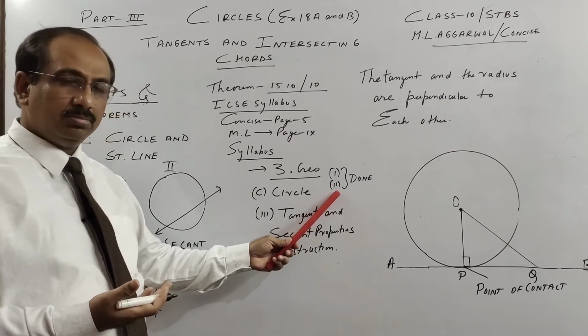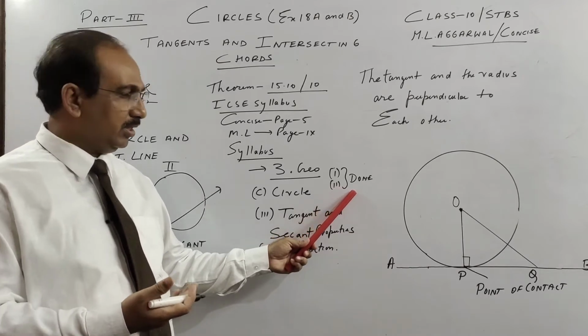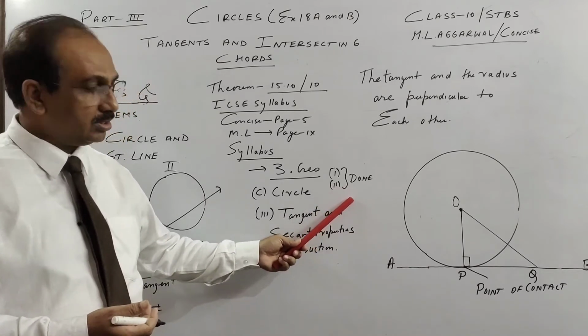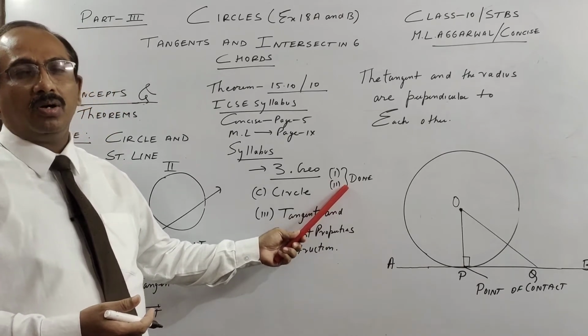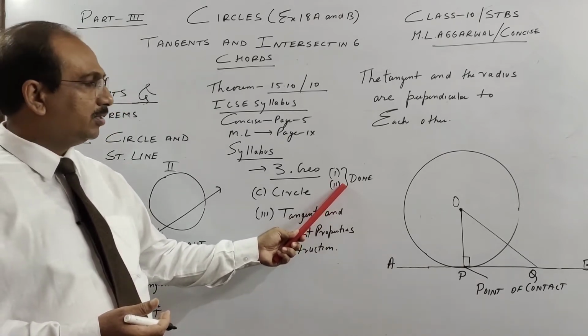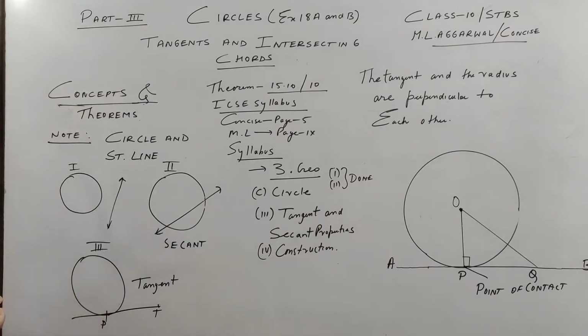Some more problem sums we can do in part 2, where I did only, I think, 4 ICSE questions. So here I may put some more videos on chord property and cyclic quadrilateral. So here we start with the tangent and intersecting chord.